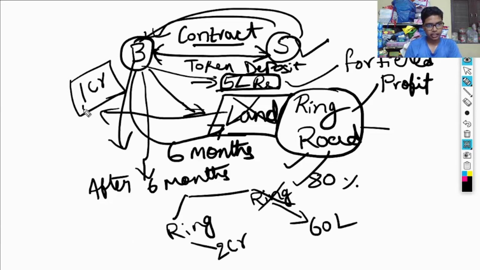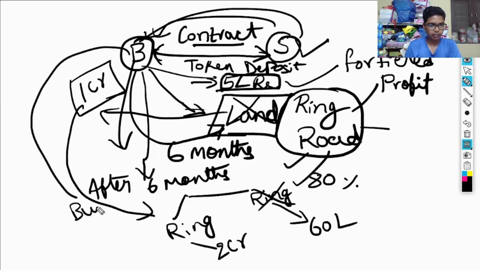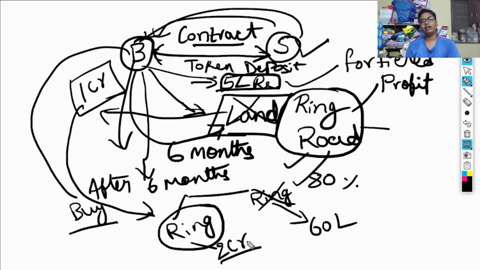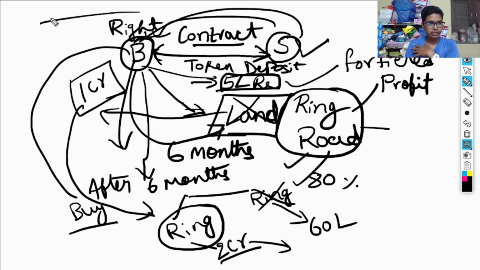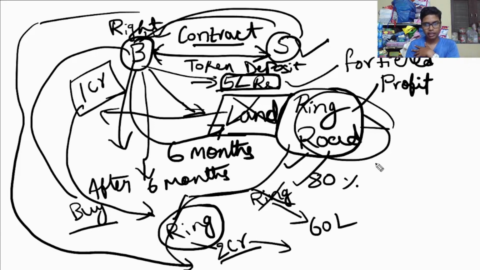Since the buyer has the right to buy the property at 1 crore, if the ring road is sanctioned and the market price of the land has increased to 2 crores, the buyer will buy the land from the seller at a cost of 1 crore rupees and sell it in the market at the price of 2 crore rupees. Hence, there is a profit of 1 crore rupees.